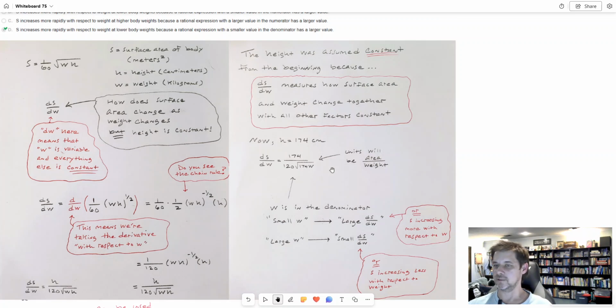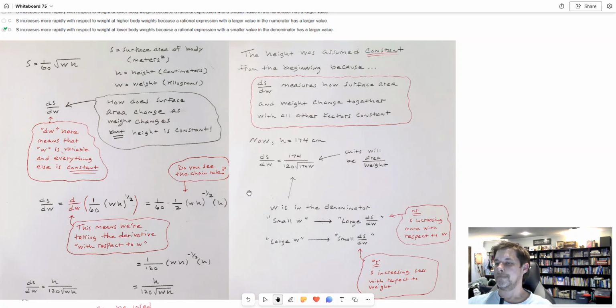In general, for any derivative in Leibniz notation, the units will be the units of the variable on top above the units of the variable on the bottom. So it's area over weight for S and W.